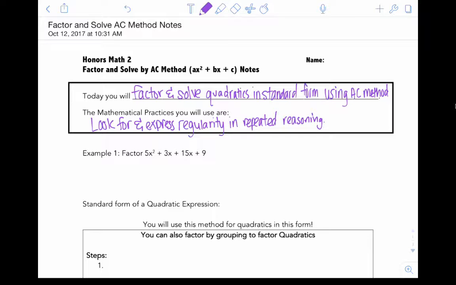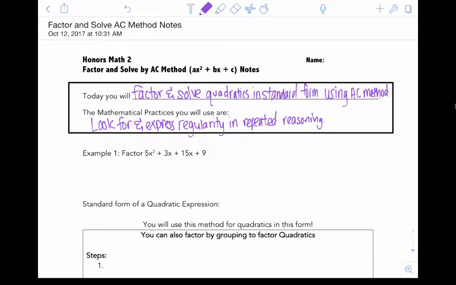So for this section, we're going to factor and solve quadratics, just like we have been. And this time quadratics are going to be in standard form, and we'll talk about what that is. We're going to use the AC method this time. When we're doing this, we're going to look for and express regularity in repeated reasoning.